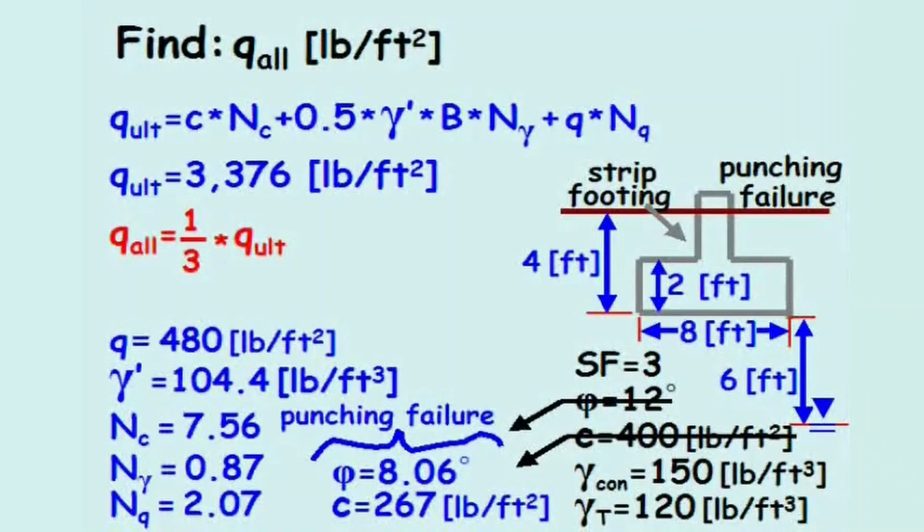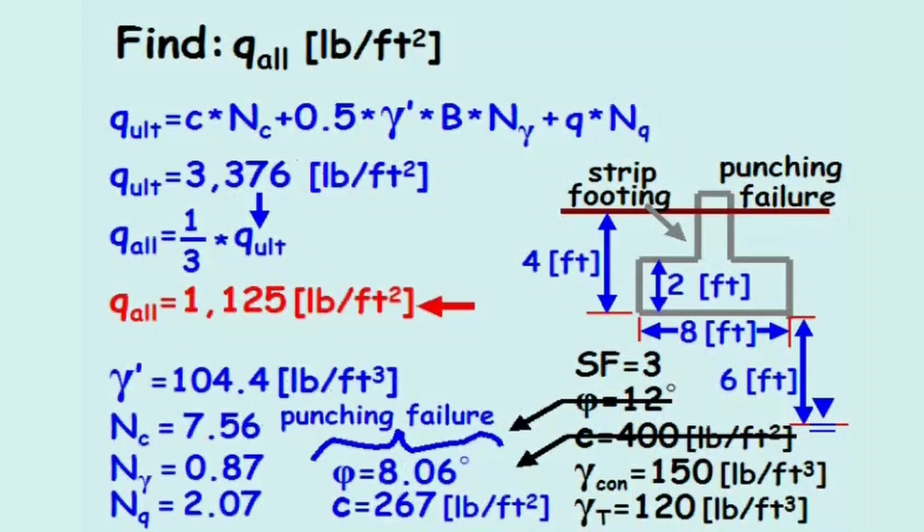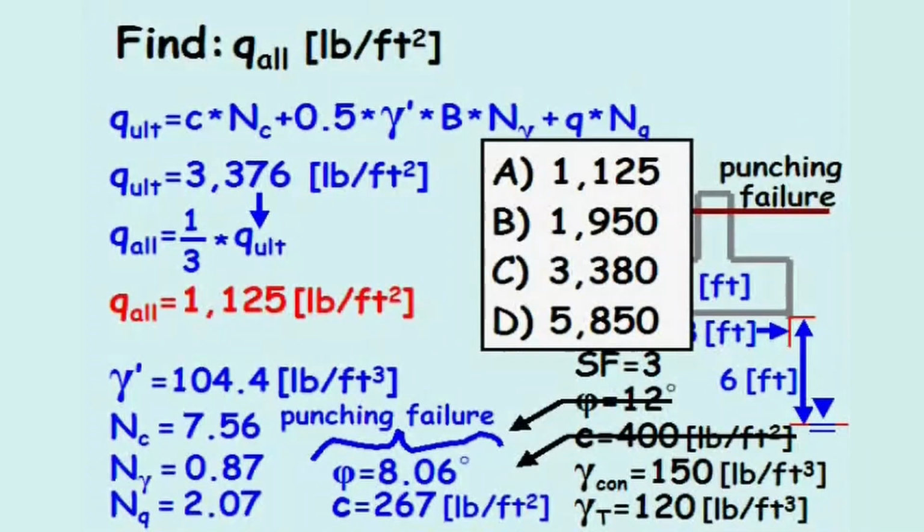Since the safety factor in this problem is 3, the allowable bearing capacity is equal to 1/3 the ultimate bearing capacity. The allowable bearing capacity equals 1,125 pounds per square feet. Looking over the possible solutions, the answer is A.